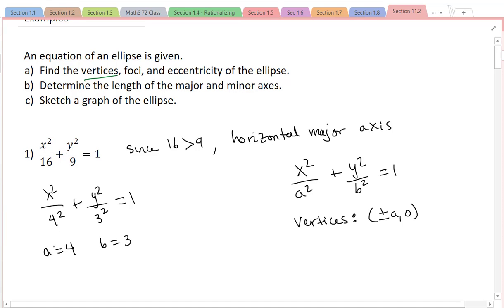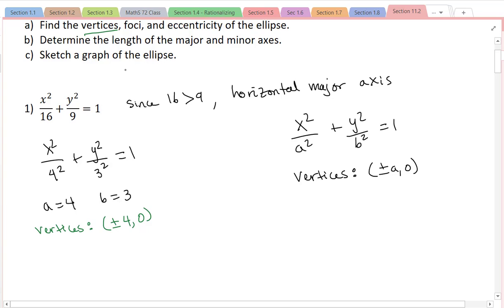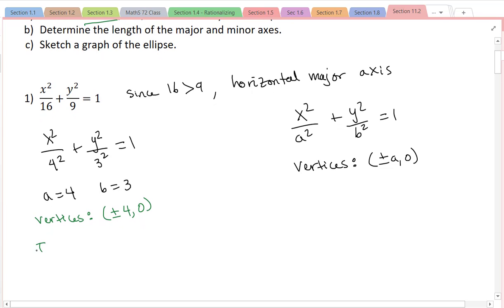So the vertices will be plus or minus 4, comma 0. The foci, so I need to find the c. So foci, remember, because we have a horizontal major axis, this will be plus or minus c, comma 0, but I need to find c.